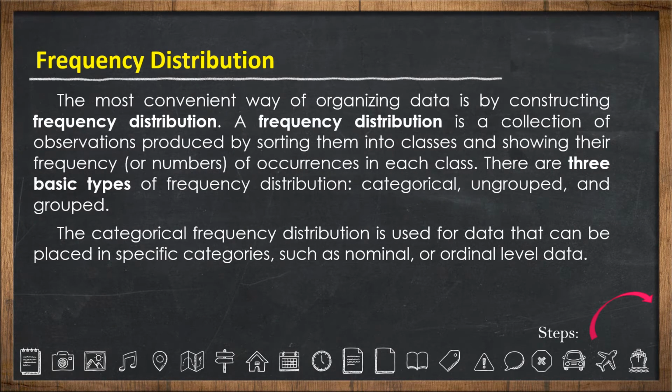So the most convenient way of organizing data is by constructing a frequency distribution, of course. Because a frequency distribution is a collection of observations produced by sorting them into classes, showing their frequency or number of occurrences in each class. And actually we have three basic types of frequency distribution. We have categorical, ungrouped, and of course the grouped.